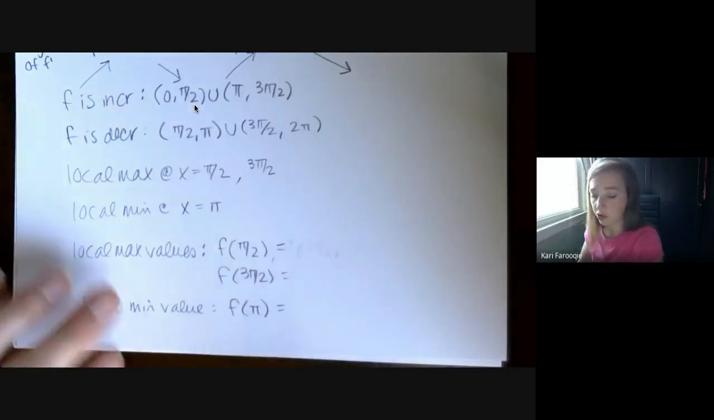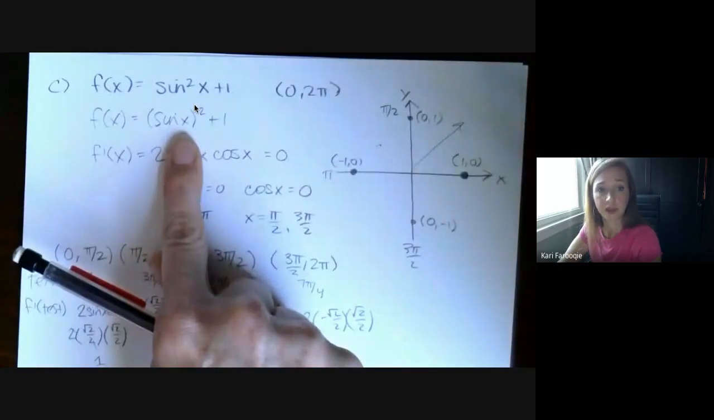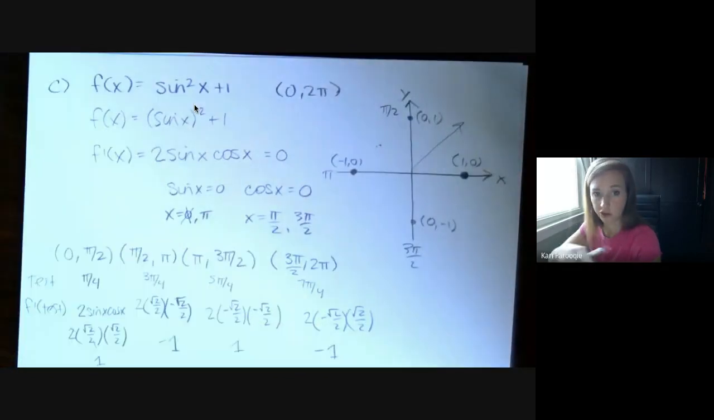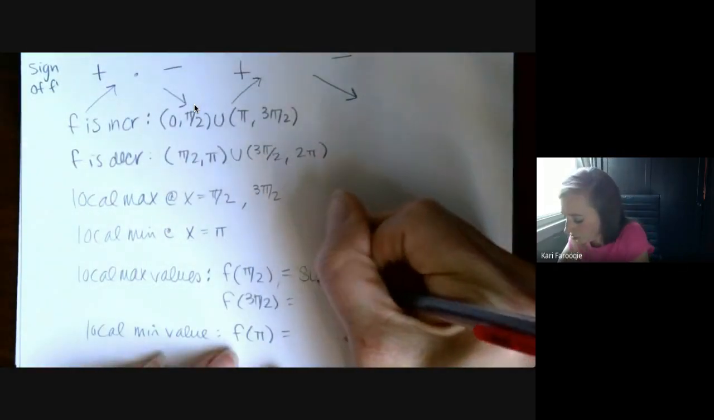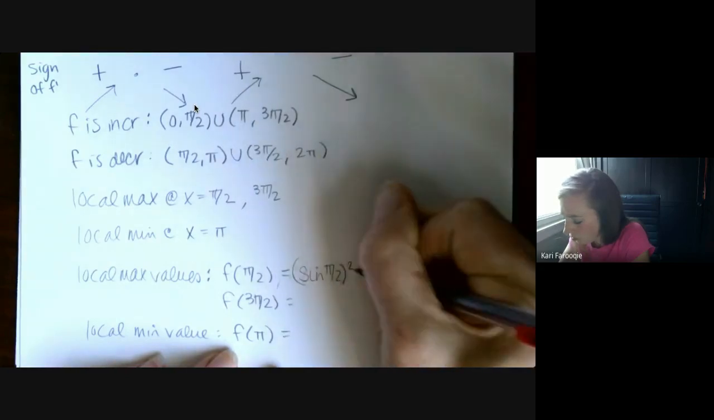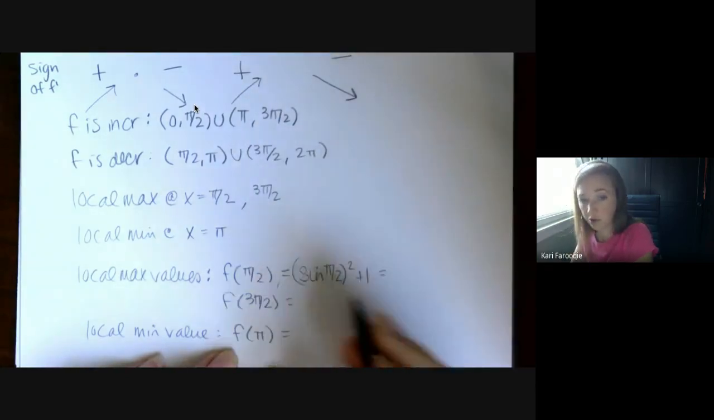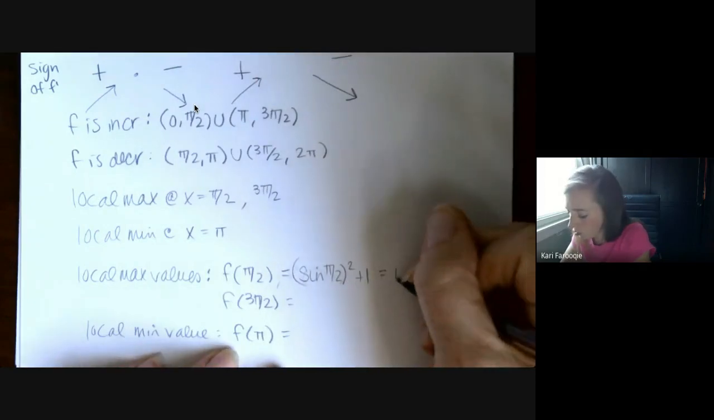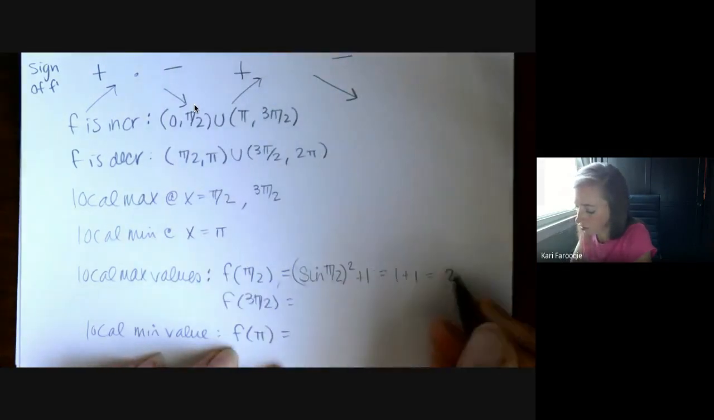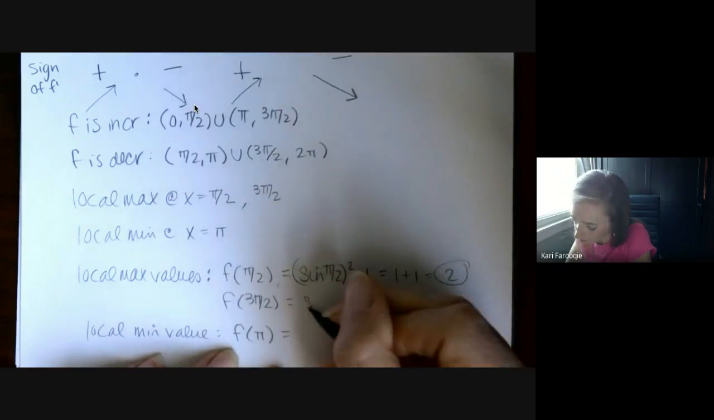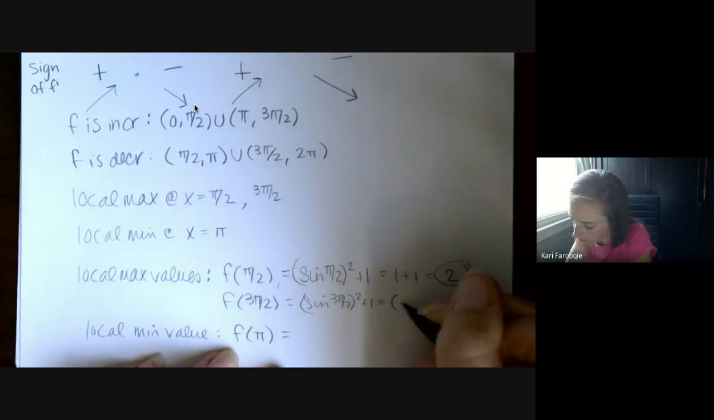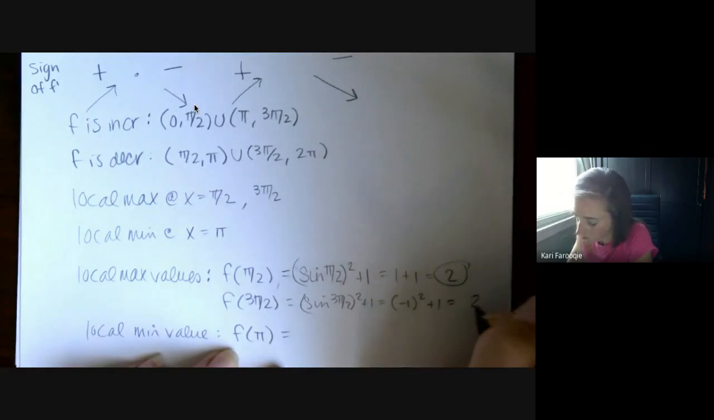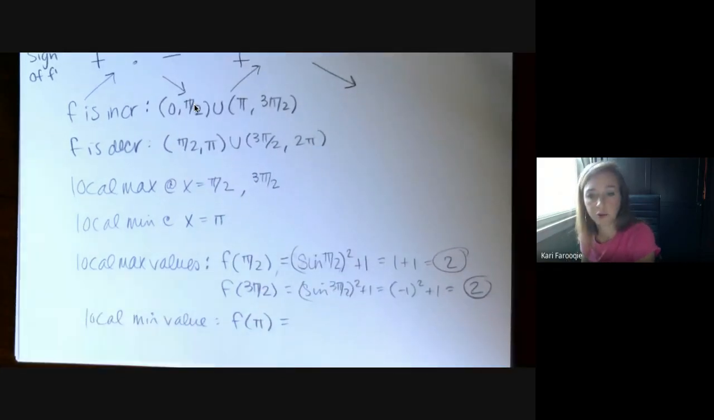Okay, so at pi over 2, I'm going back to our original function here, f. The value is actually on the graph, so we're looking at f of x equals sine squared x plus 1. So let's see. Sine pi over 2 squared plus 1. Sine pi over 2 is 1. Square it, you still get 1. So your value is 2. And then the sine of 3 pi over 2 is negative 1. But when you square negative 1, you still get 1. 1 plus 1 is 2.